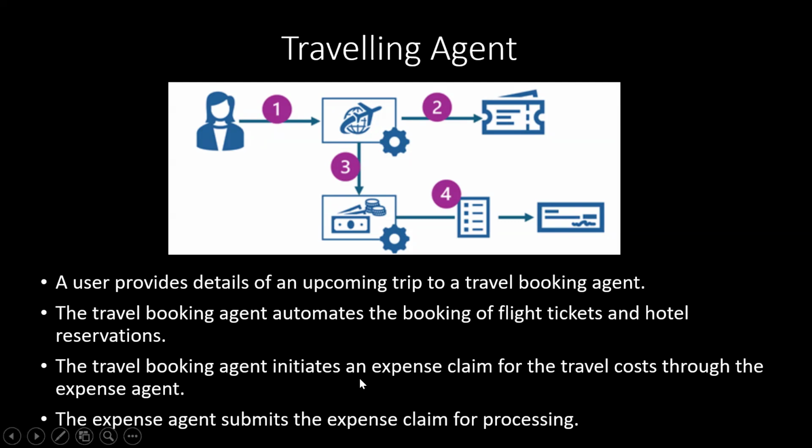Okay, the travel booking agent initiates an expense claim, right? After doing this task, booking flight tickets, doing hotel reservations, if you build such functionality, it can also initiate an expense claim for the travel cost through the expense agent. Okay, the expense agent submits the expense claims for processing. And the capabilities are really limitless. It depends on how you want to build the agent, what you want the agent to do, how you want to control it. Right. So this is one typical example of building this traveling agent.